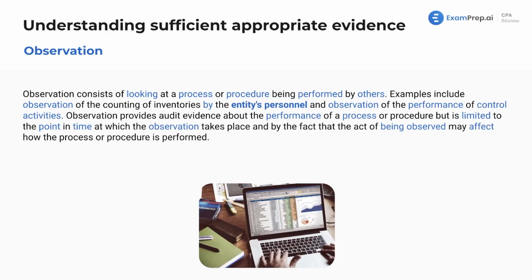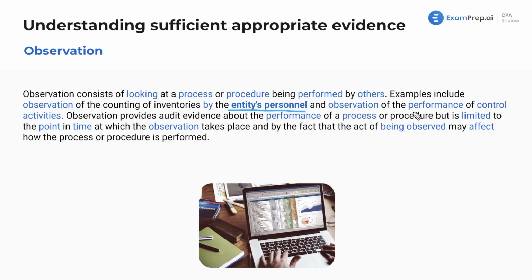Next up, we've got observation. Observation consists of looking at a process or procedure being performed by others. Examples include observation of the counting of inventories by the entity's personnel. Bolded there because, important point, we don't actually count it. It's the entity's personnel who count it. We just observe them counting it.